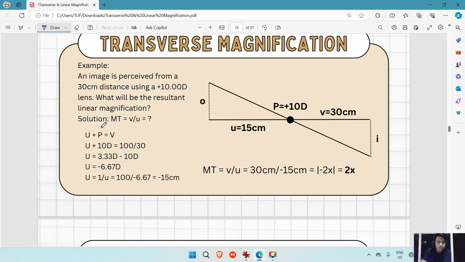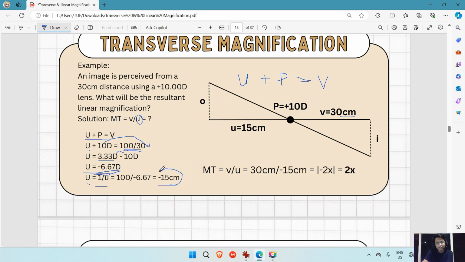So here we go. Same as before, U plus P is equal to big V. All you have to do is substitute U plus 10D, and then 100 over 30 since it is in centimeter. So all you have to do is simplify it. 100 over 30 is equal to 3.33D. Then transpose the 10D, so it becomes negative 10. So 3.33D minus 10D is equal to negative 6.67. Okay? So now we have the value for our U. What we want to find is the small u. So u is equal to 1 over U, so equals 100 over 6.67, which results to negative 15 centimeter.